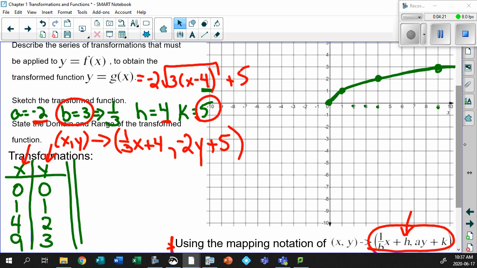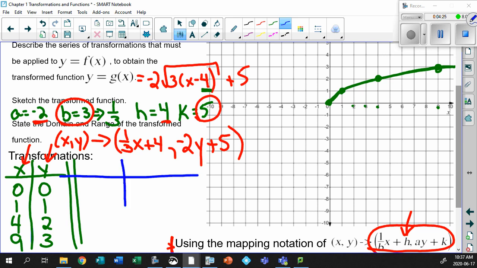The hardest thing then is to keep this all organized. So let's call this our new graph, which of course is going to be our g of x graph. Okay, so here we go. Let's apply this.